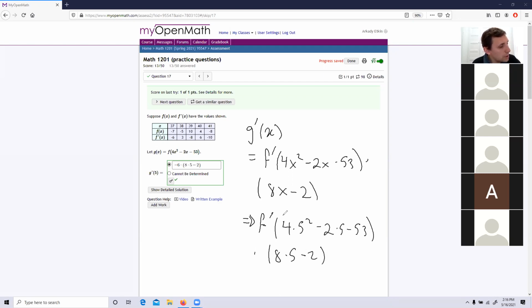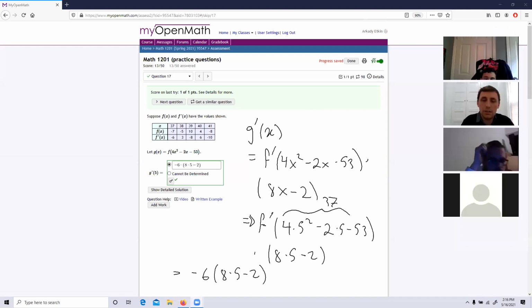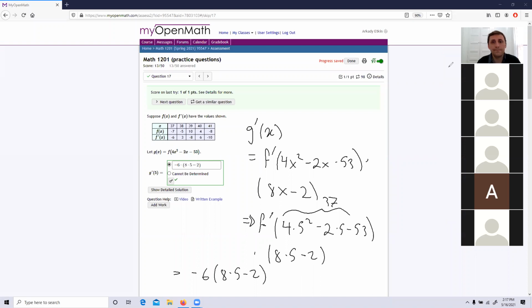Now, this number over here is 37. So we have f prime of 37 is minus 6. So we have minus 6 multiplied by 8 times 5 minus 2. And that's how I got my solution. Because it's chain rule, Francis. Why did I take the derivative of the inside? Because that's what you do when you apply chain rule. Right? Don't forget how chain rule was established. Good? Ready to move on?